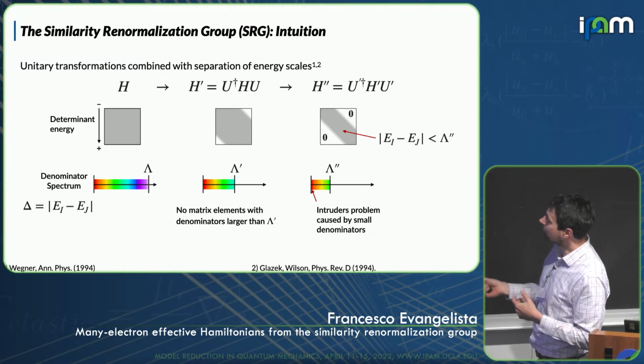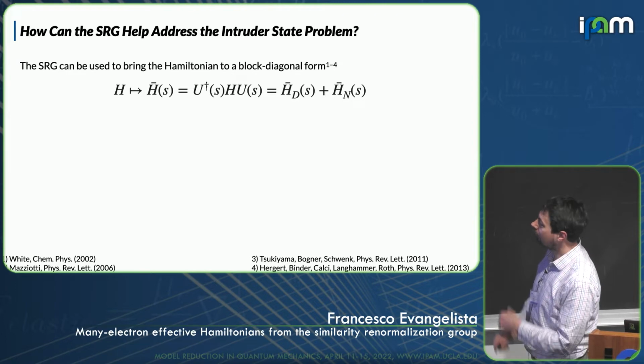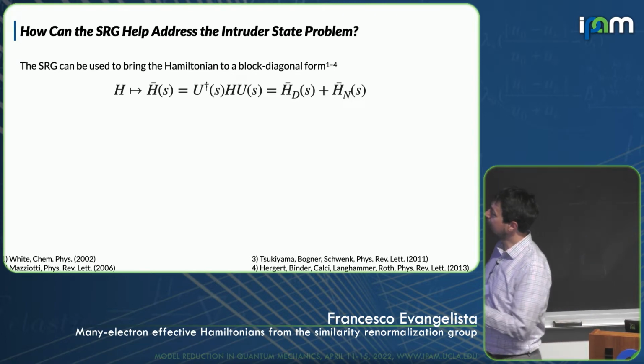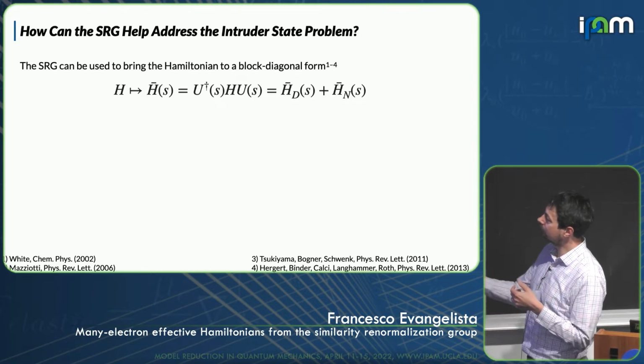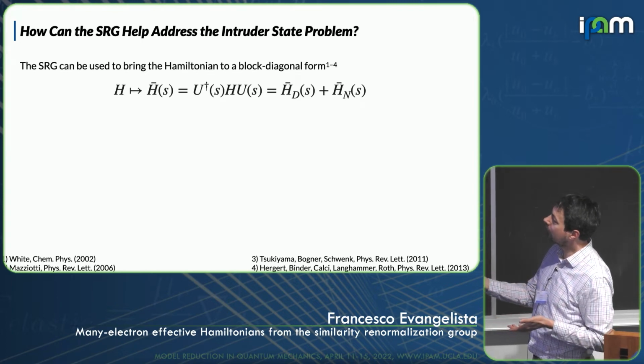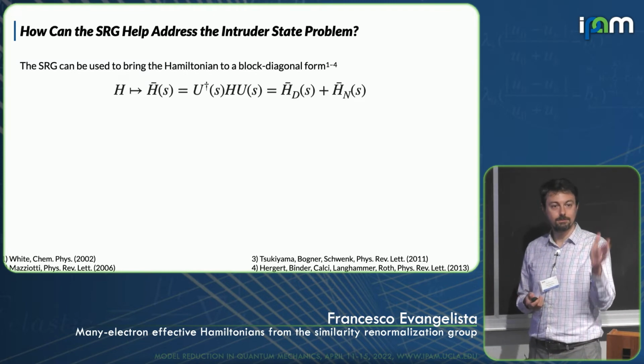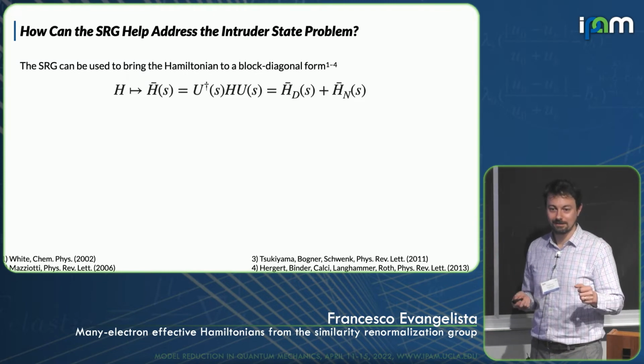Okay, that's the condition that defines the band. All right, so now in the context of many-body theory, the way you do this is you map the Hamiltonian to this unitarily transformed Hamiltonian, and we introduce a continuum parameter S. So S goes from 0 to infinity.